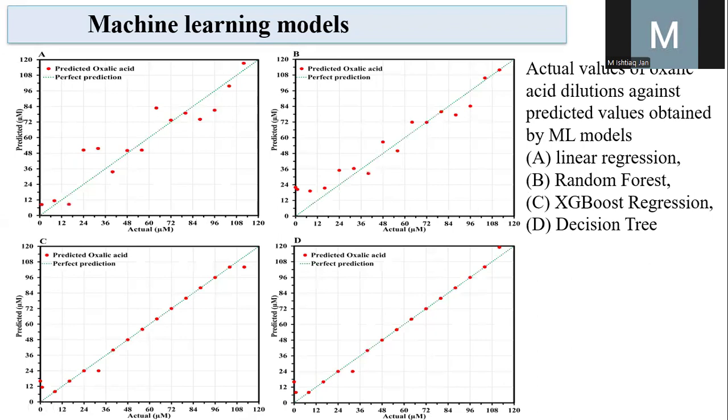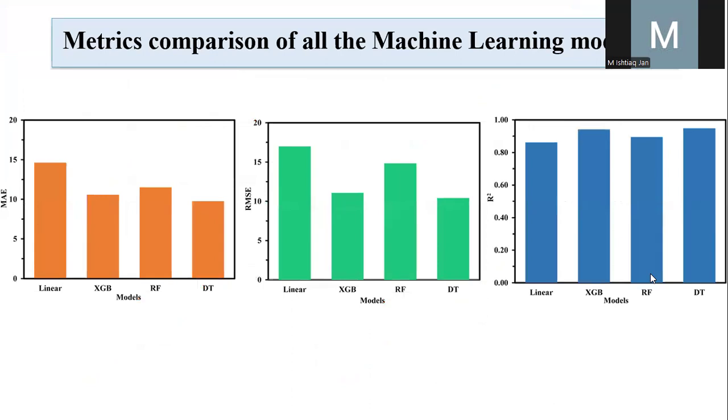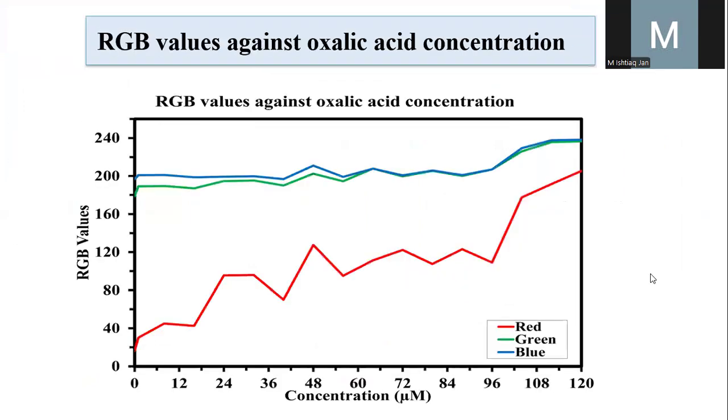These are various types of machine learning techniques which we have used here. We used these machine learning techniques in order to avoid using different expensive machines to quantify the level of oxalate. This is the metric comparison of all the machine learning models. These are the RGB values against oxalic acid concentration.